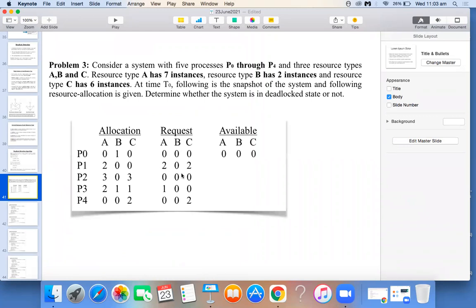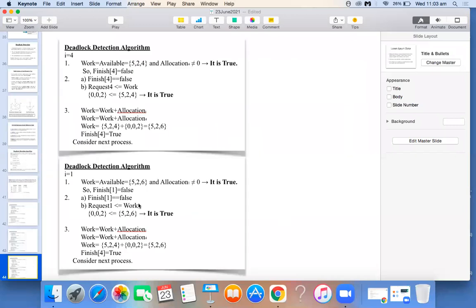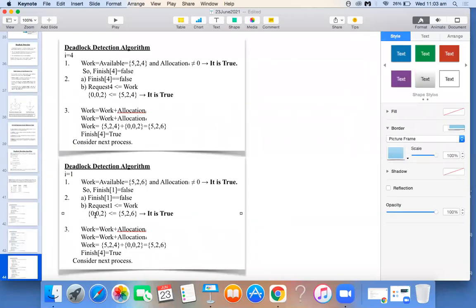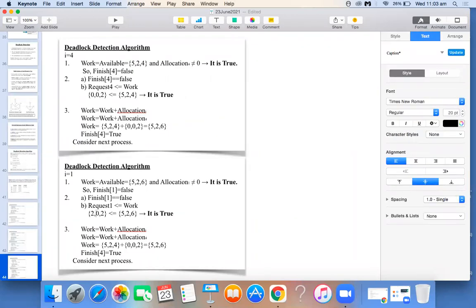What is request of 1? 202. Correct. So use that one in your algorithm. 202, is it less than or equal to? Yes, it is true. So then go to step number 3. So check work is equal to work plus allocation of 1.